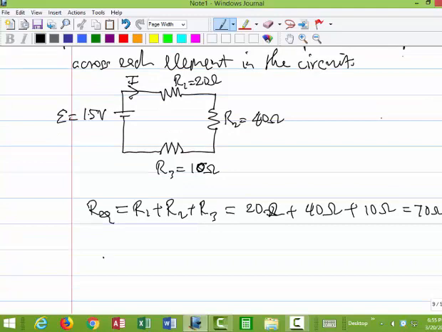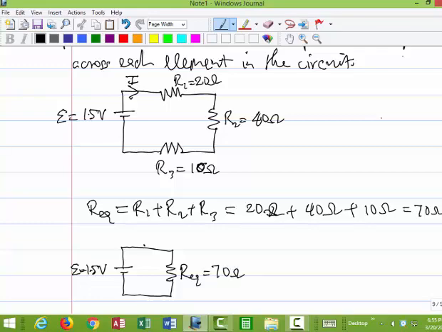So now our current I is equal to, actually let me do it this way so that you can see what I'm doing. So the equivalent circuit can now be drawn this way. I have my E again, which is 1.5 volts. And now I have R equivalent, which is equal to 70 ohms. And I know the current flowing through it is I. So now I can say I is equal to E over R equivalent, which can be written as 1.5 volts divided by 70 ohms. So that is the current flowing through the equivalent circuit.